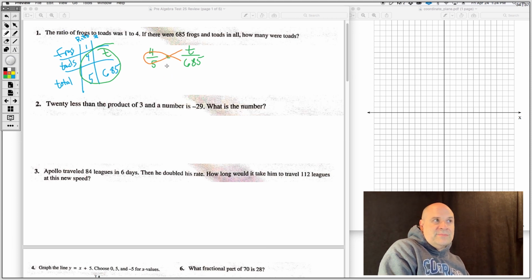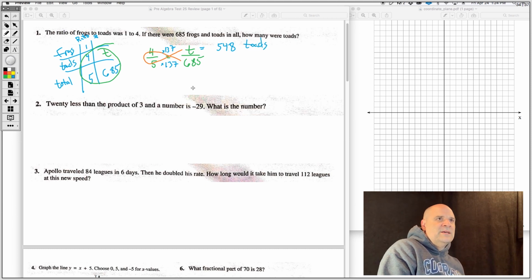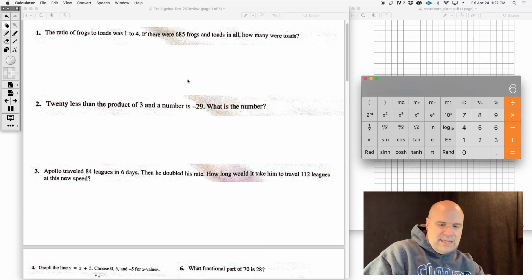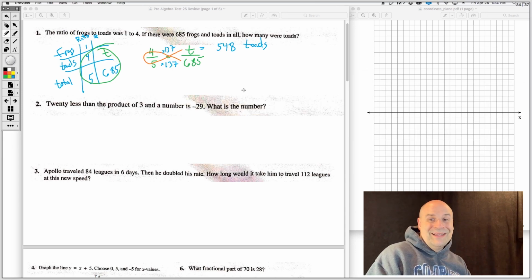you can figure out how many times 5 goes into 685, and that actually goes in 137 times. Okay, so 4 times 137 is gonna be 548 toads. Okay, well, let's see if the fish method gives me the same result. So 685 times 4 divided by 5. 548. So that works. Number 1, done.